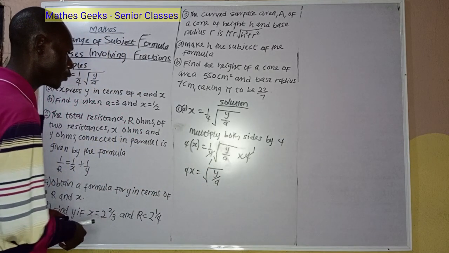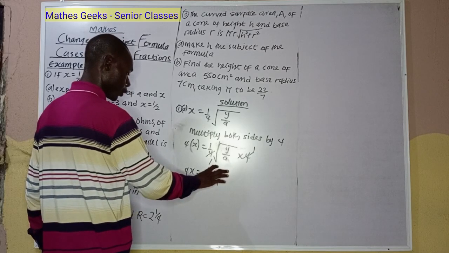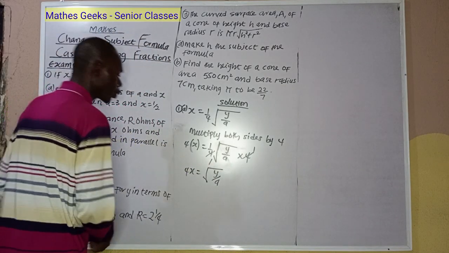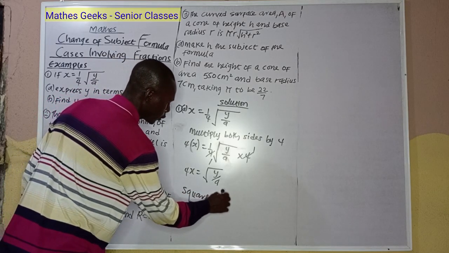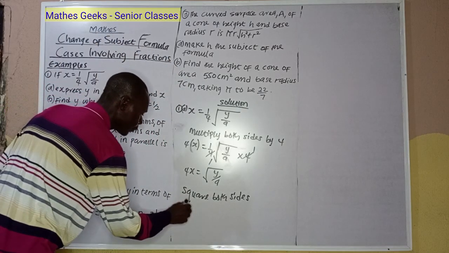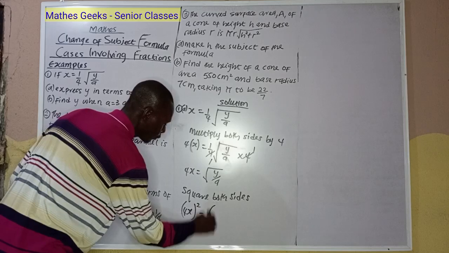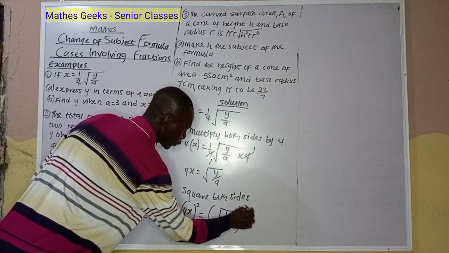Now we want to make y the subject, but we have another obstacle, which is a square root sign. For us to eliminate the square root, we are going to square both sides. So you square both sides. When we square both sides, we're going to have 4x squared equals y over a squared.